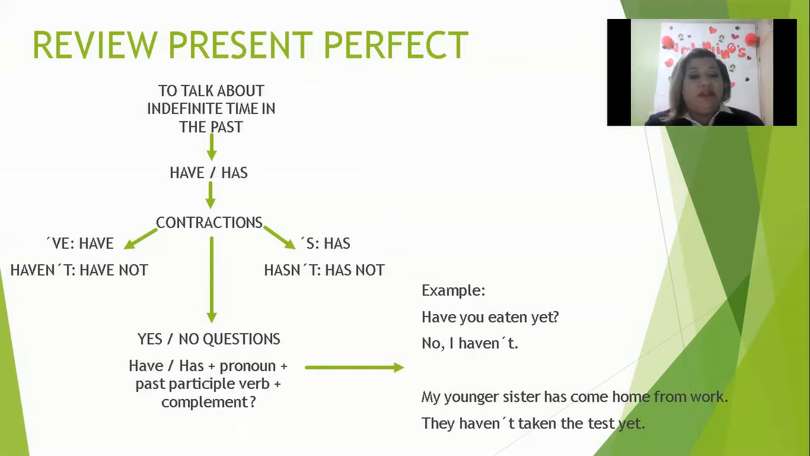And we have some examples. Have you eaten yet? And the answers are going to be short. No, I haven't. Or yes, I have. Another statement or sentence that we can make in present perfect: My younger sister has come home from work.